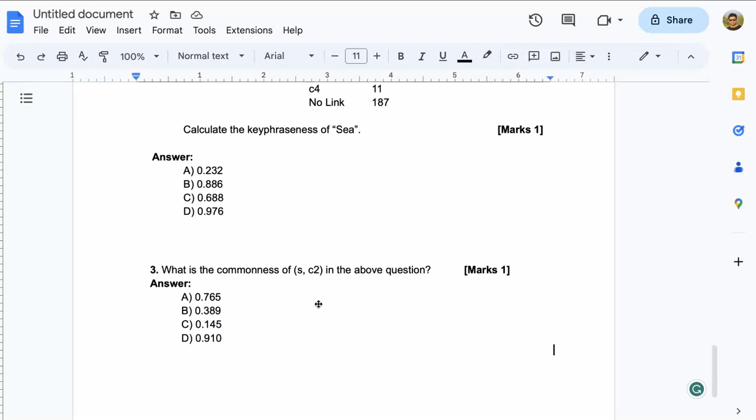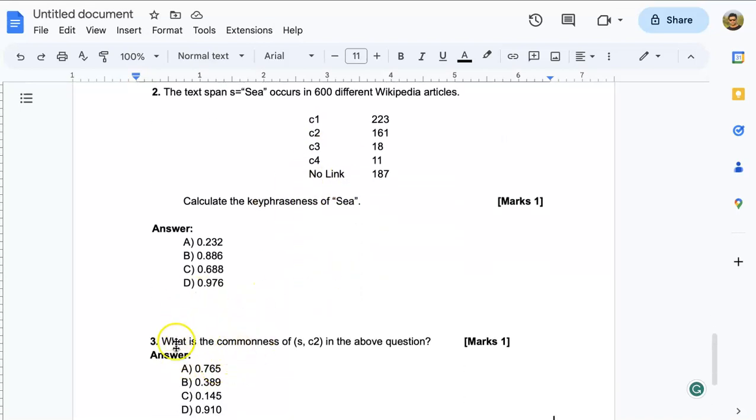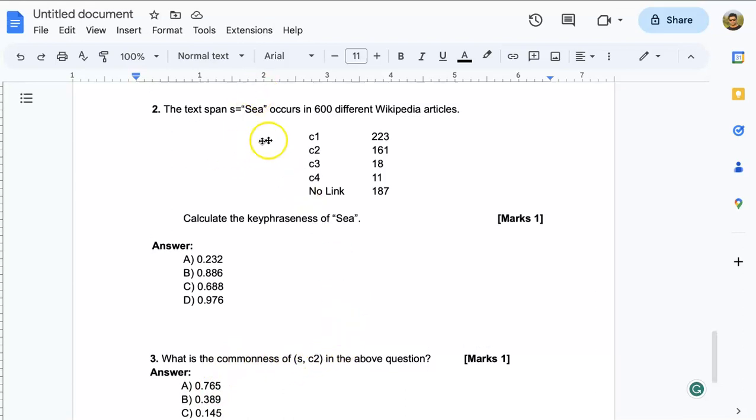Okay, so the next question is again an easy one. Same thing, if you just follow the table. Now here what they are asking is the commonness between S and C2. So what is S? S is C and C2.